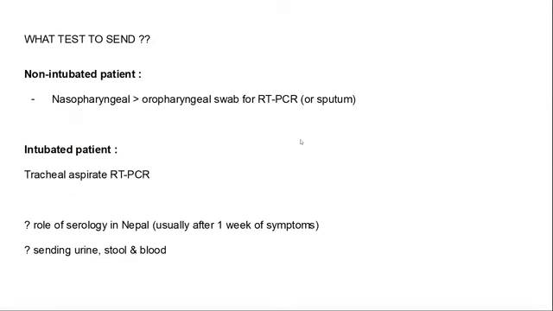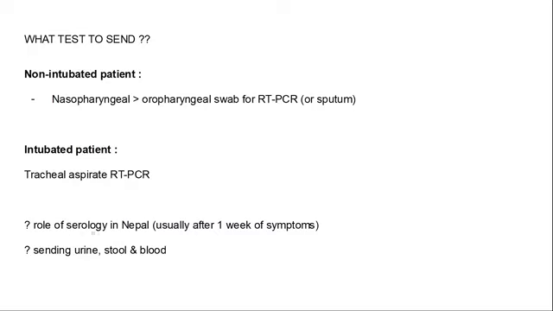So once you have somebody in your hospital who is suspected of COVID, then you want to admit them, you want to isolate them, and then you want to do a test. Usually in Nepal we do a PCR test to diagnose. If the patient is not intubated, then you prefer a nasopharyngeal swab and or oropharyngeal swab. But if the patient is intubated, then tracheal aspirate is better, it is the most sensitive. So you want to send this.